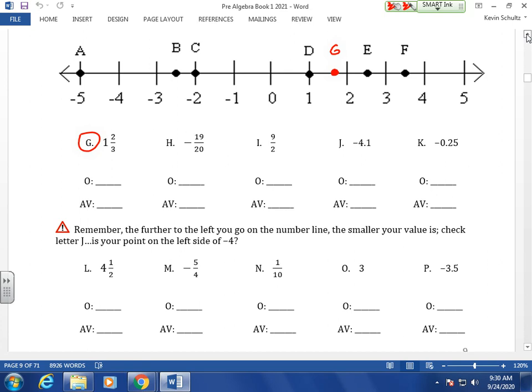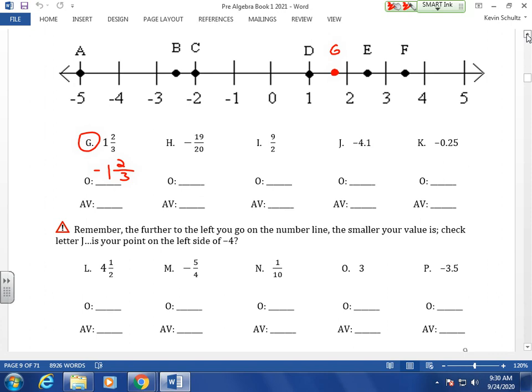What is the opposite of point G? What number is the same distance from 0 as positive 1 2/3? Negative 1 2/3.